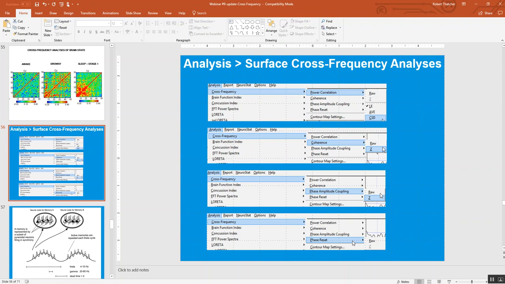You can see this in NeuroGuide for click analysis, cross frequency, and you can measure phase reset, phase amplitude coupling, coherence, a number of cross frequency metrics, both in C-scores and raw scores. And so this is how you get the cross frequency. Click analysis, cross frequency, and then select the cross frequency you want to do.